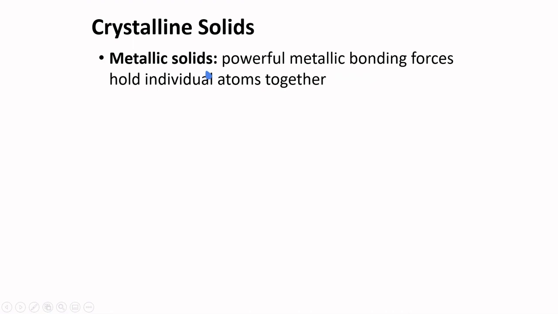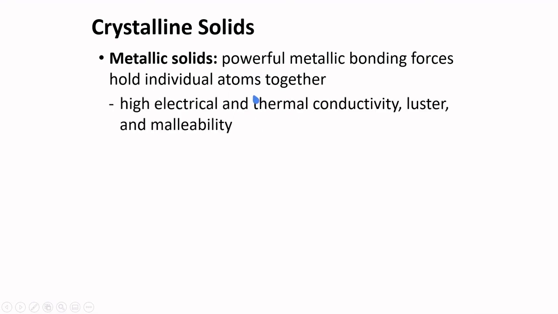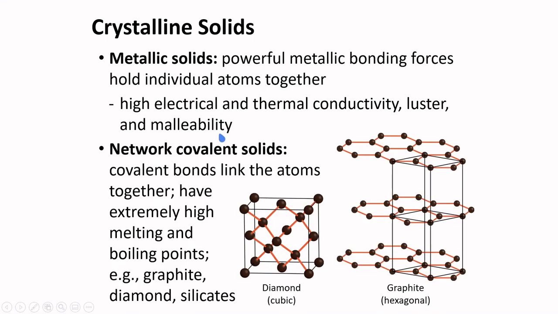In metallic solids, powerful metallic bonding forces hold individual atoms together. They have high electrical and thermal conductivity, luster, and malleability. In network covalent solids, covalent bonds link the atoms together. Because the atoms are connected by covalent bonds, they have extremely high melting and boiling points. Examples of network covalent solids are graphite, diamond, and silicates like quartz.